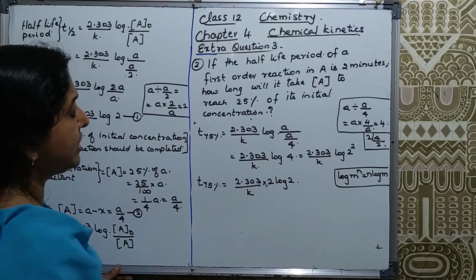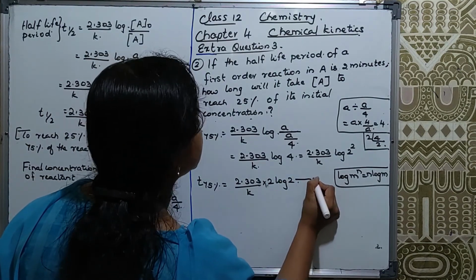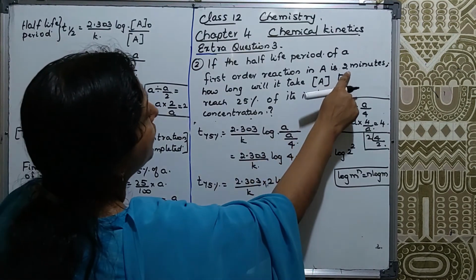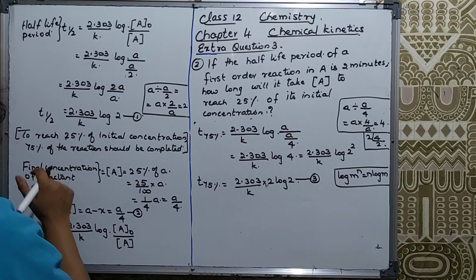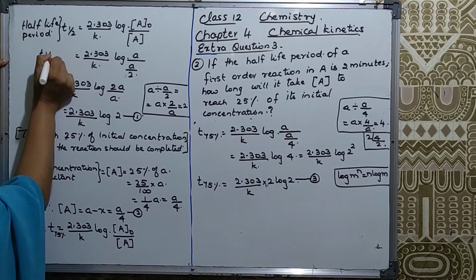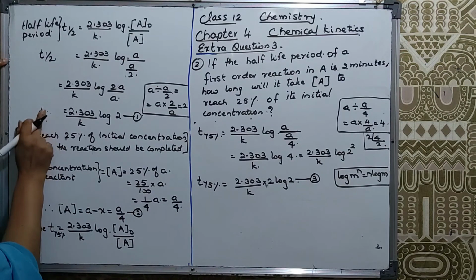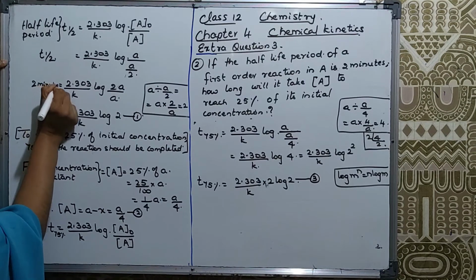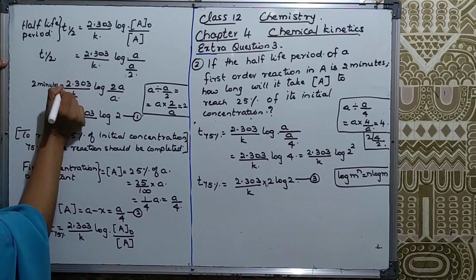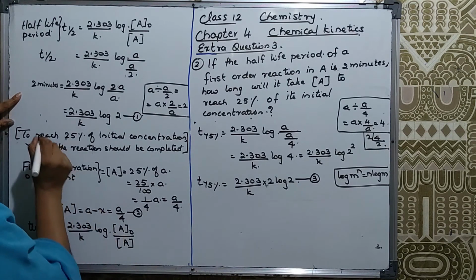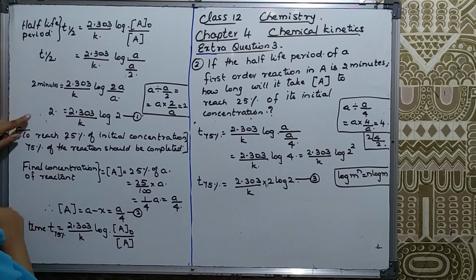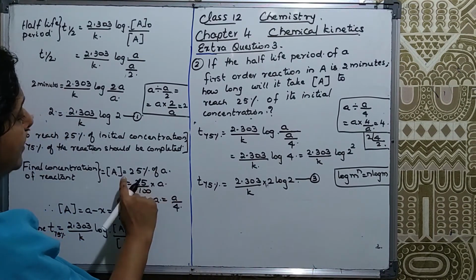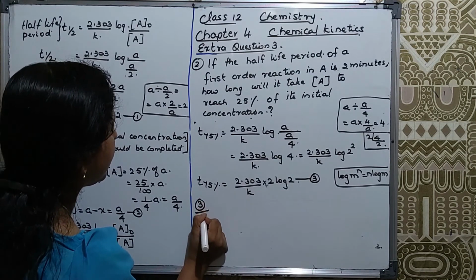Now we will divide the two equations. This is equation number 3. And T half, which they gave in the question, was 2 minutes. So I'll write T half as 2 minutes, equal to equation number 1. Now we'll divide equation number 3 by equation number 1.